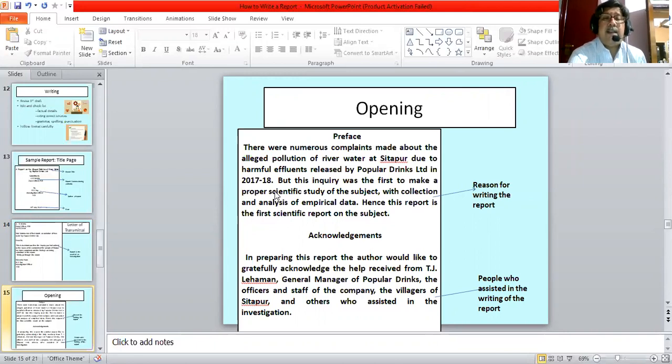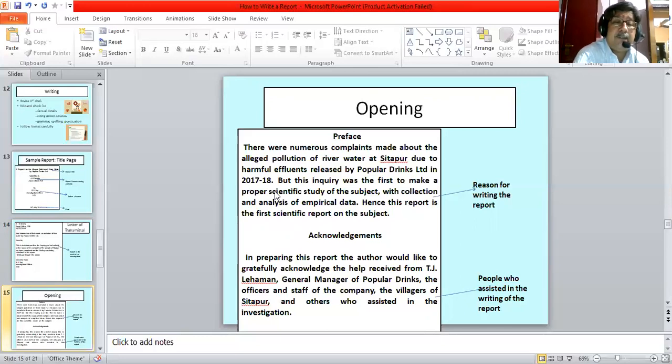where we have the preface and acknowledgements first. So in the preface, we have the reason for the writing of the report. So I'm reading out. There were numerous complaints made about the alleged pollution of river water at Sitapur due to the harmful effluents released by Popular Drinks Limited in 2017-18. So there's been a past time period in which a lot of complaints have come in. But this inquiry was the first to make a proper scientific study of the subject with collection and analysis of empirical data.